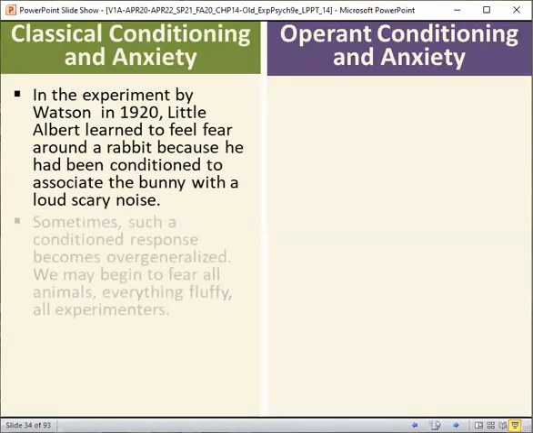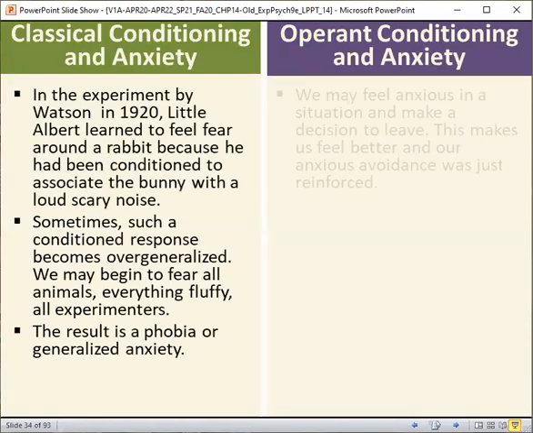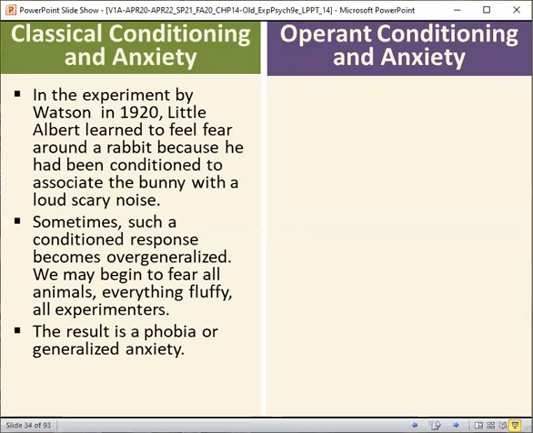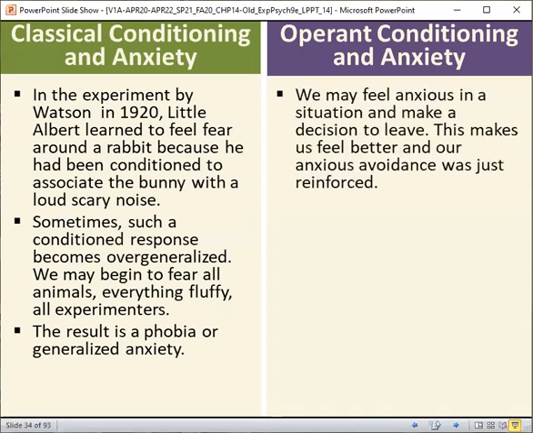So real quickly, let's go over a couple of these. In the experiment by Watson, 1920, little Albert learned to feel fear around a rabbit because he had been conditioned to associate the bunny with a loud, scary noise. Sometimes such a conditioned response becomes overgeneralized, and we may begin to feel fear for animals, everything fluffy, and all experimenters. This results in a phobia or a generalized anxiety. So that's how that may come about.